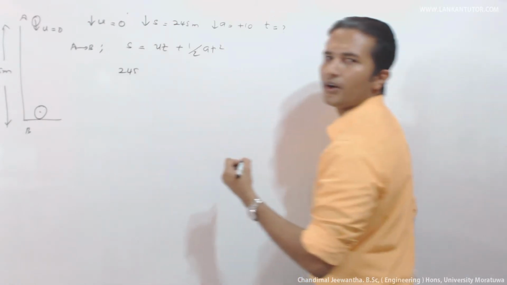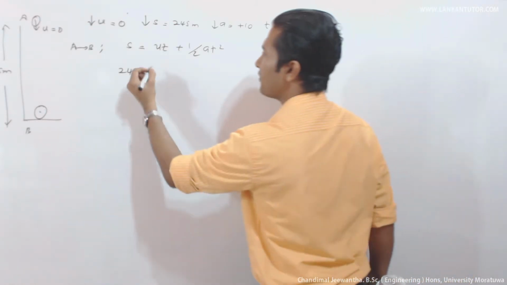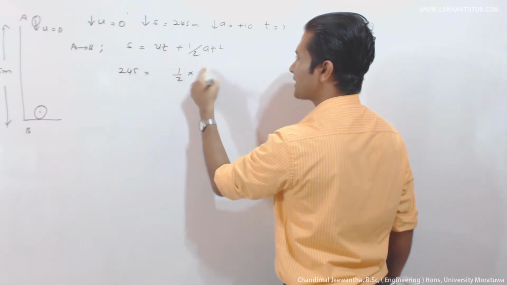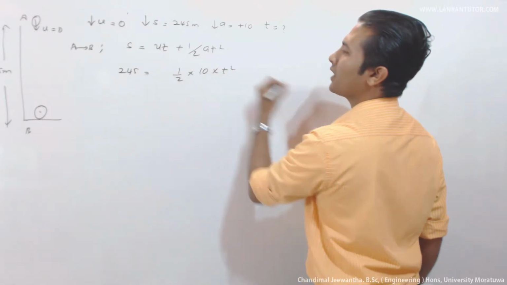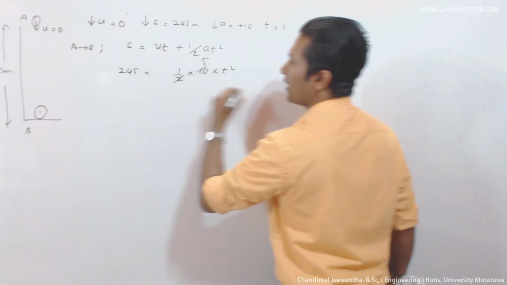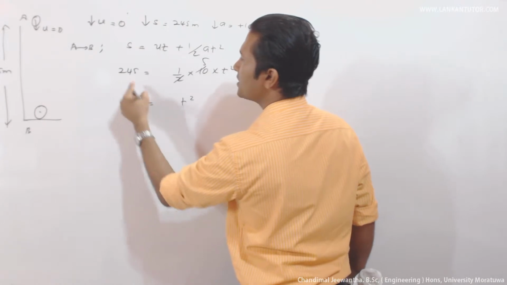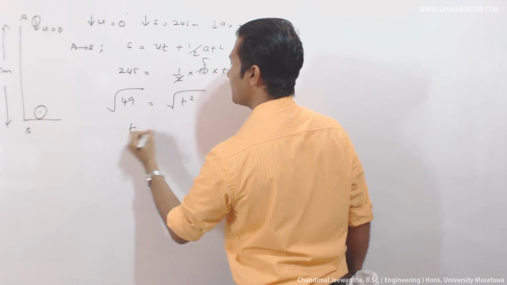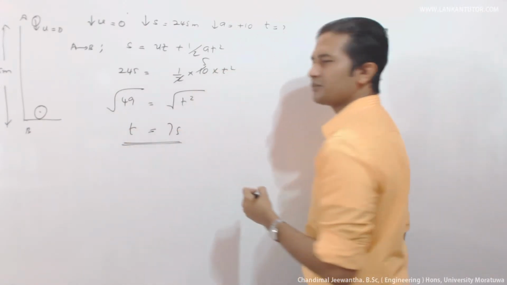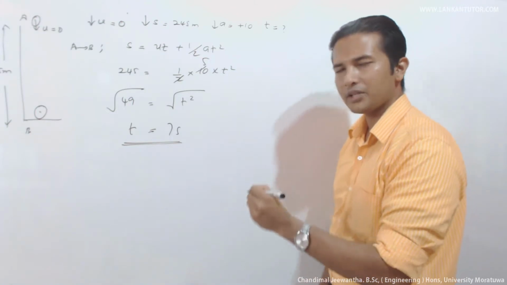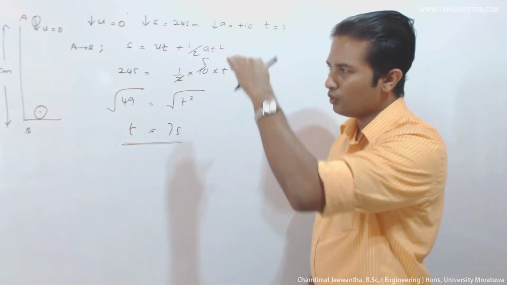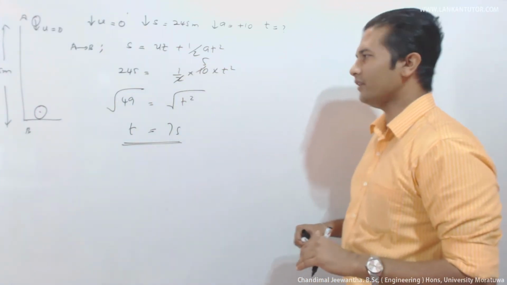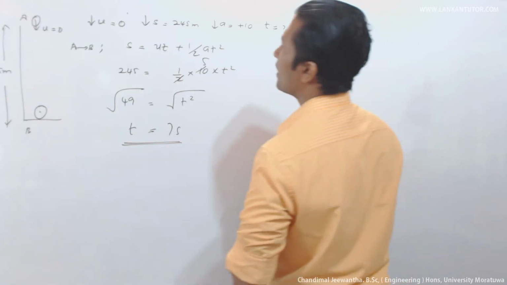The displacement should be 245. The initial velocity is 0. So then half into acceleration, which is 10, into t square. Then what happens? Then t square equals 49. Take the root of 49, that gives you 7 seconds, which means the time taken by the object is 7 seconds in order to complete 245 meters.